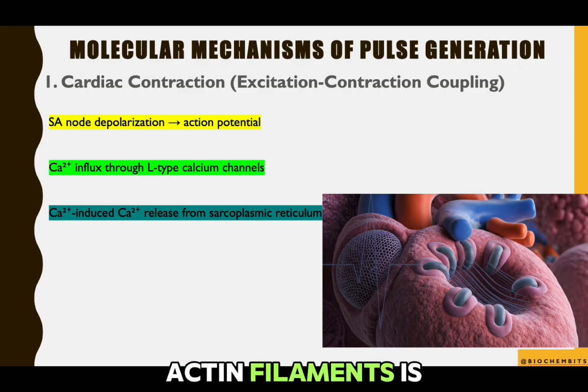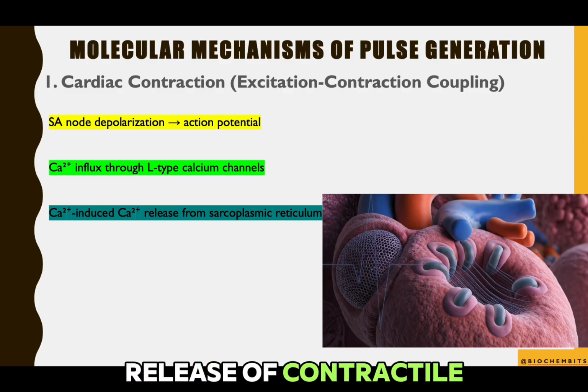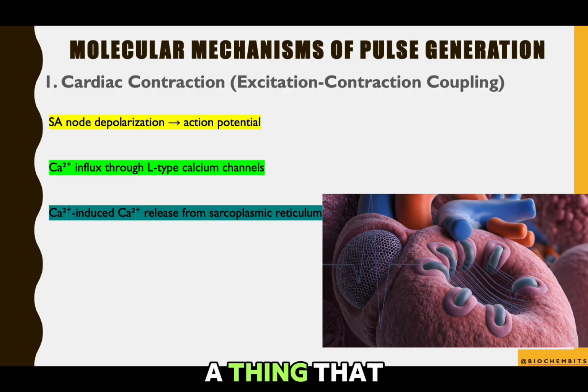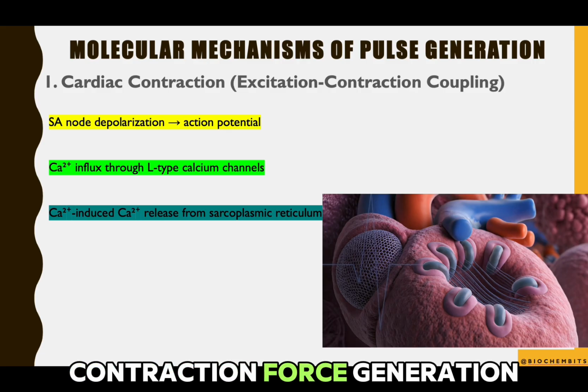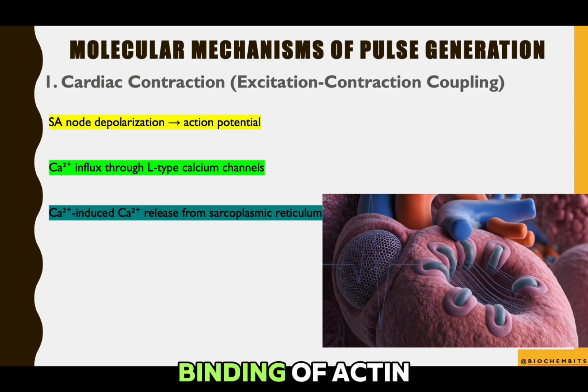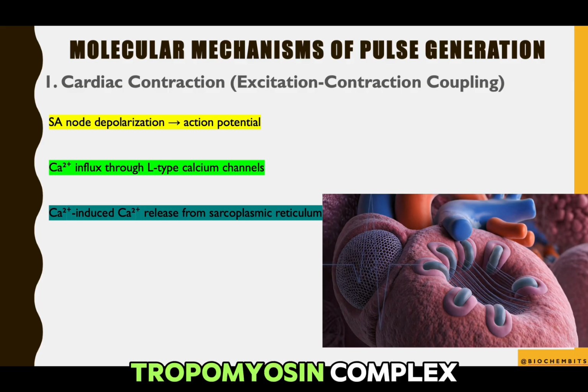The binding of actin filaments is usually powered by ATP hydrolysis, where the ATP is hydrolyzed into ADP and phosphate. The binding of actin triggers the release of contractile force, which you now see as contraction, that then leads to the ejection of blood into the aorta. I hope I've been able to explain this excitation-contraction coupling. The excitation is a result of the depolarization of the membrane and the calcium ion influx, and this then couples with the contraction that results from the binding of actin filament to the myosin head from the tropomyosin-troponin complex.